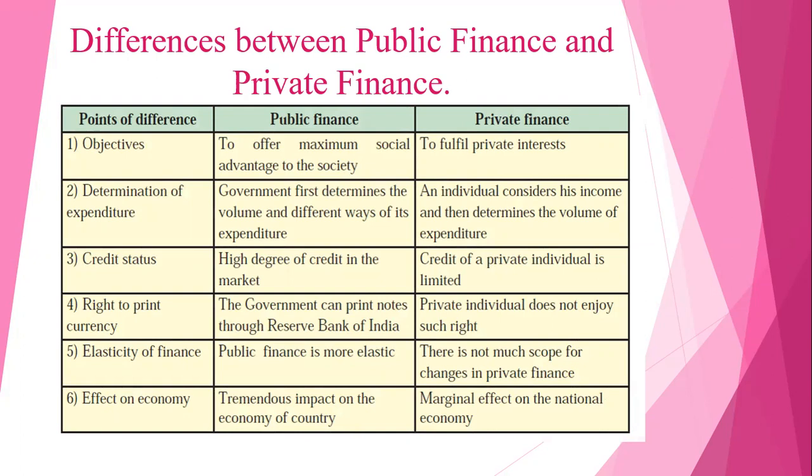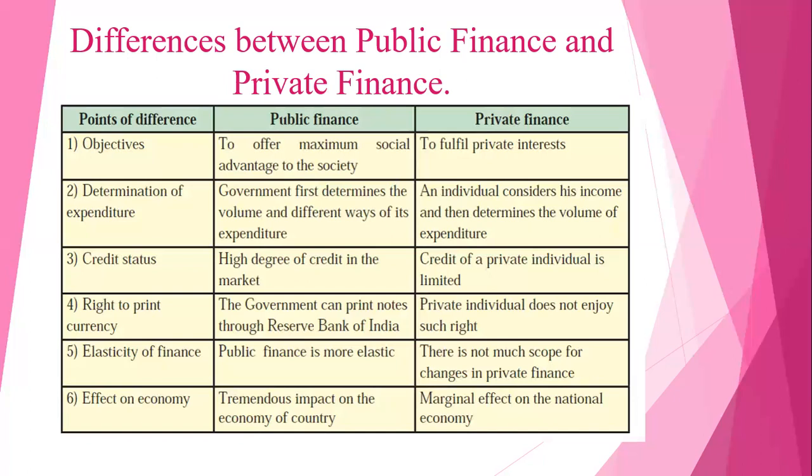Now, third point, credit status. In public finance, high degree of credit in the market. And in private finance, credit of a private individual is limited. Fourth point of difference, right to print currency. In public finance, the government can print notes through Reserve Bank of India. And in private finance, a private individual does not enjoy such right.